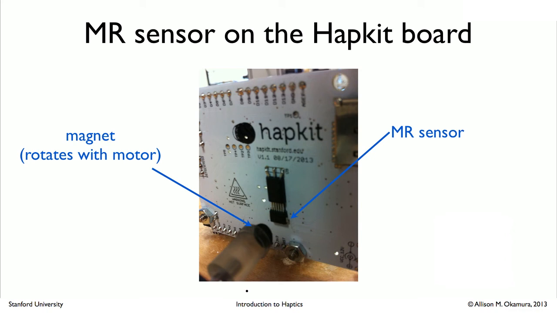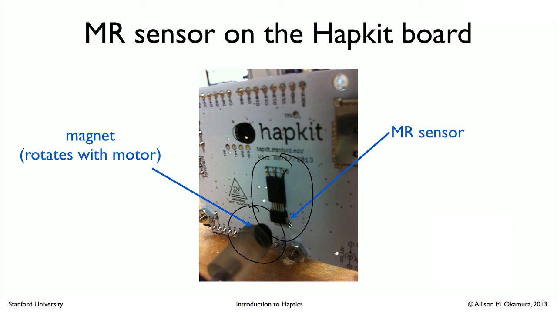So the MR sensor on your HapKit board looks like this. So hopefully this should be familiar from the last slide. The MR sensor itself, and then there's the magnet, which is on the end of your motor shaft. And the exact placement of this magnet with respect to this MR sensor doesn't matter too much for your HapKit. It needs to be close enough, but not too close, so that you get a good range of resistances and therefore voltages changing through your MR sensor.